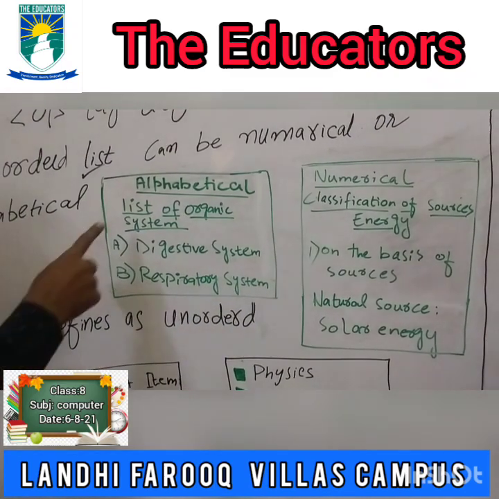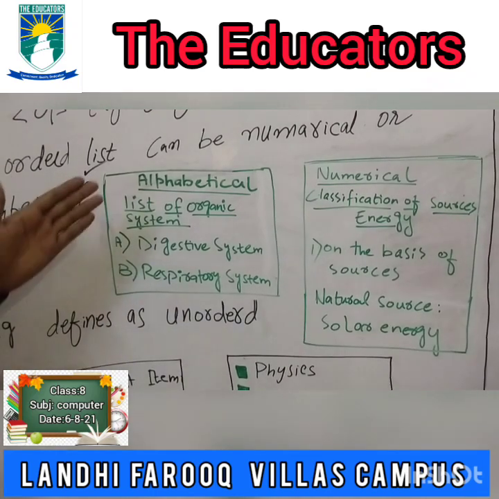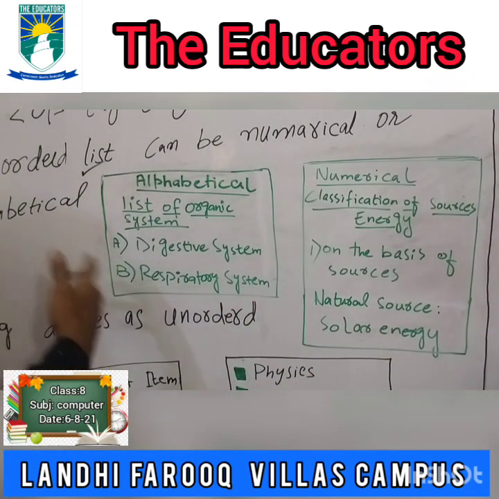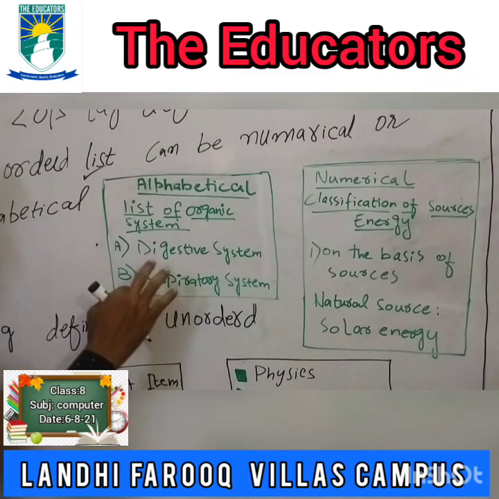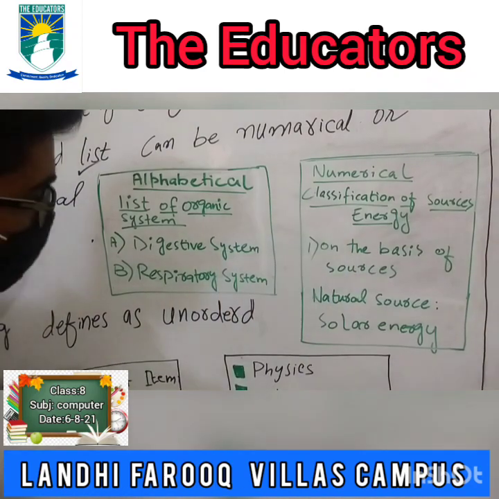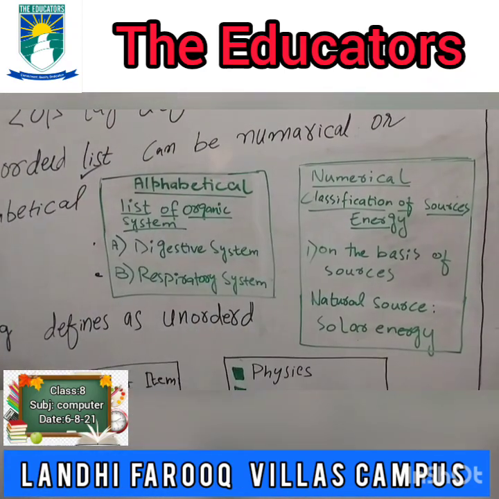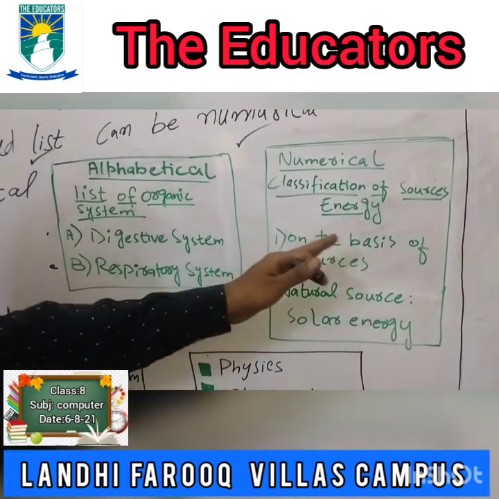Alphabetical example: list of organ systems of the human body. Basically, the human body systems are connected with alphabetic letters. First is A, digestive system, and then B, respiratory system. And then the second example is numerical classification.